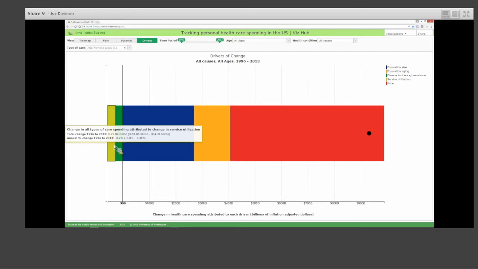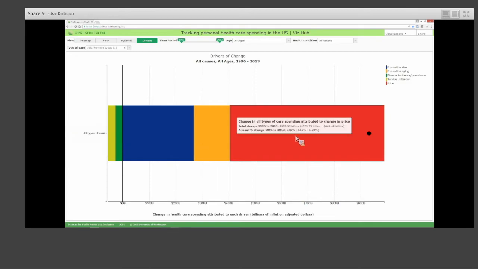utilization. And now here the red bar really pops out at you, and you can see that between 1996 and 2013, the annual spending on healthcare increased by about $583 billion because of our fifth driver, the idea of price and intensity. So this is important, but you can see that it's at a very aggregated level. This is all health conditions, all ages, and it's a fairly long time span from 1996 to 2013.